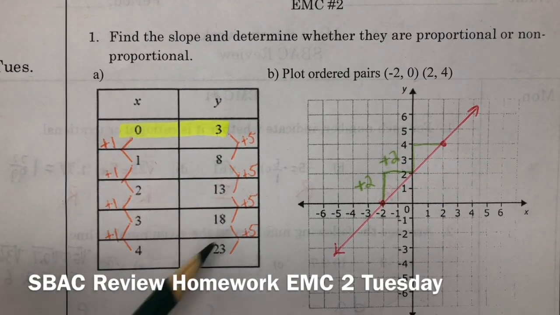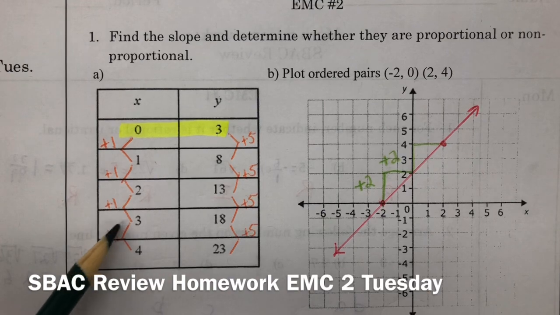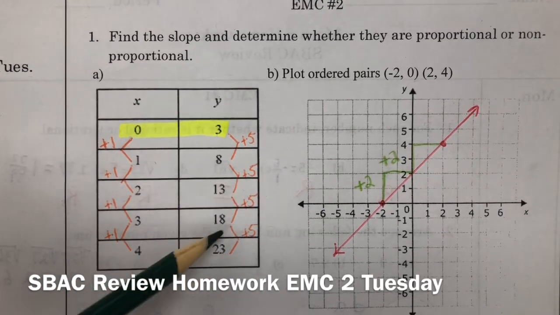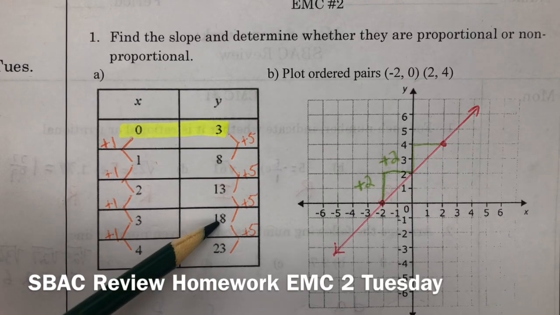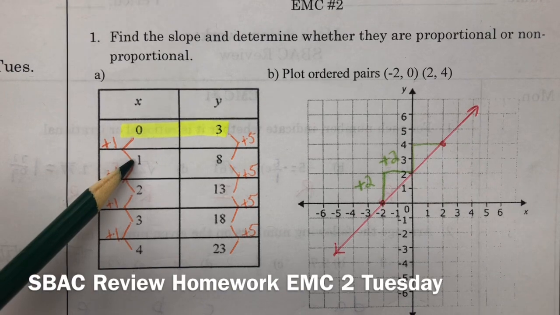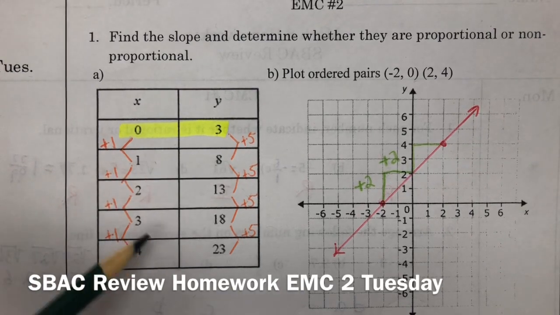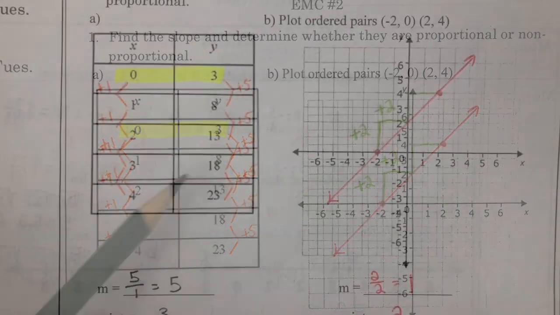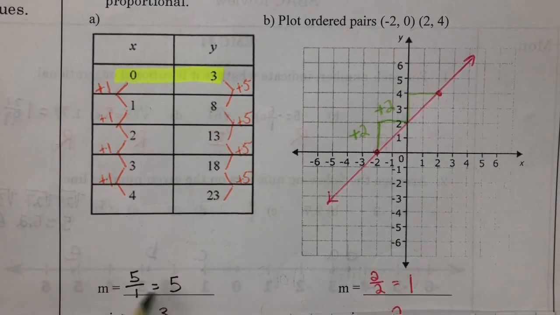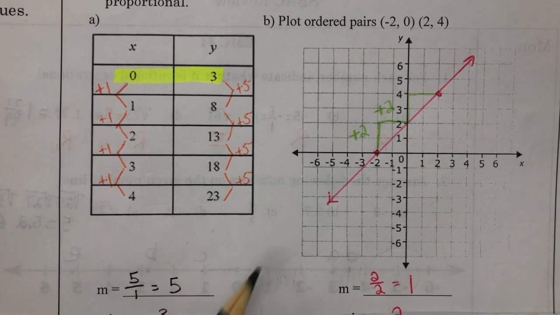And it doesn't matter which ordered pairs I choose, and I could even choose 18 minus 8 is 10, 3 minus 1 is 2, 10 divided by 2 is still 5. So the rate of change, or slope, for A is 5 over 1, which equals 5.